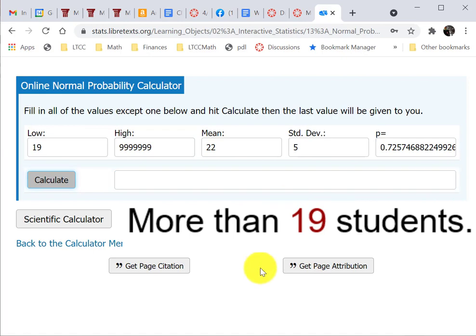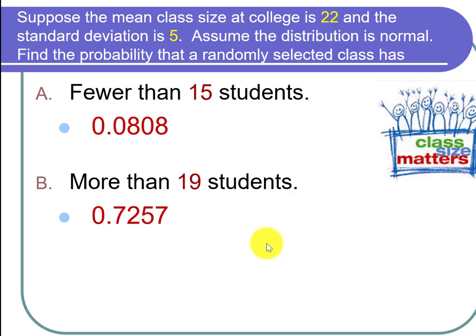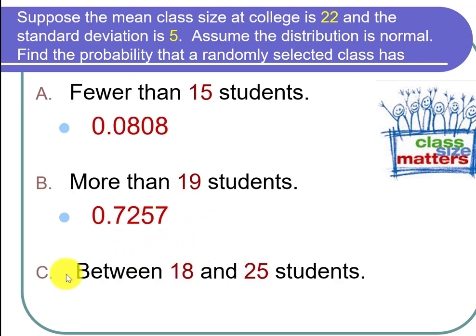So we're able to answer the question now. That's as easy as this is. So the probability that a randomly selected class has more than 19 students is about 0.7257. And then finally, what's the probability that the class will have between 18 and 25 students?